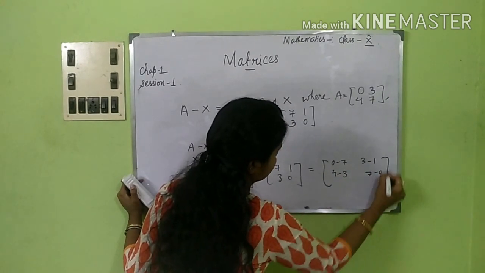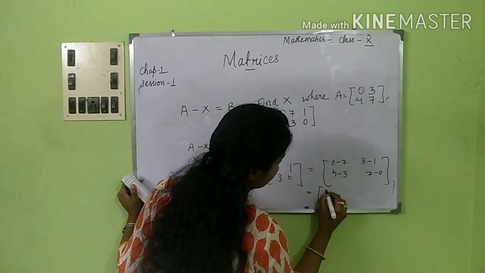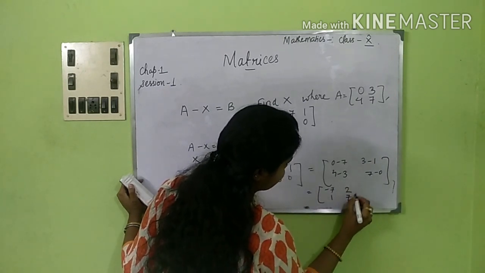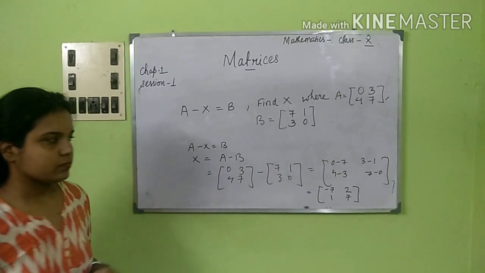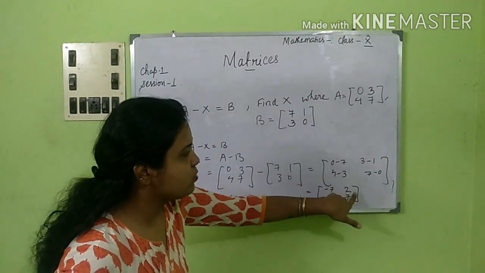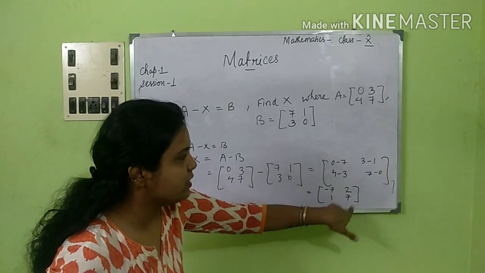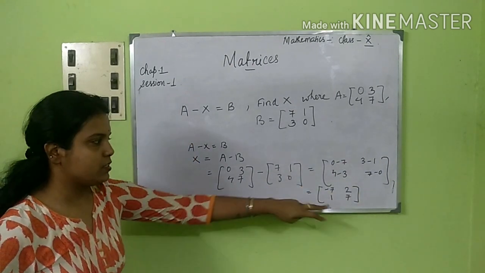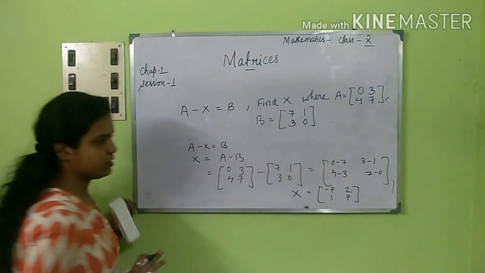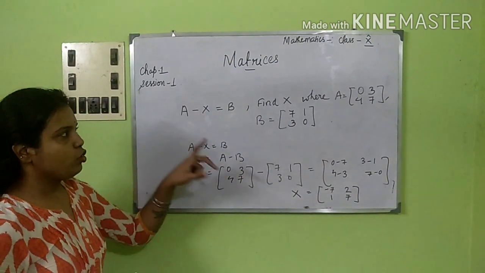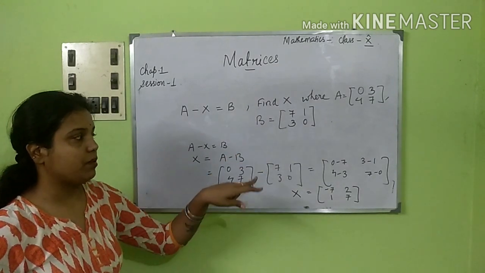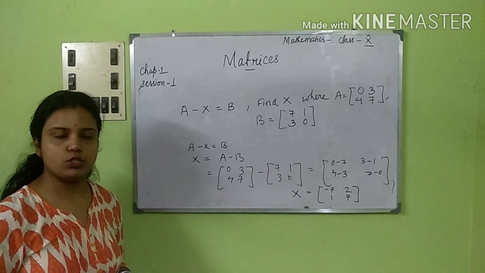So you are having from here minus 7, 2, 1 and 7. Right? See? 0 minus 7 is minus 7, 3 minus 1 is 2, 4 minus 3 is 1, 7 minus 0 is 7. So this is the matrix that we have received. So X is equal to this particular matrix. Hope this sum is very clear to you, right? And see, the orders were same. That is why we were able to solve it.